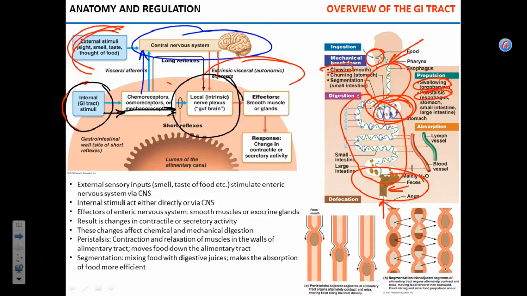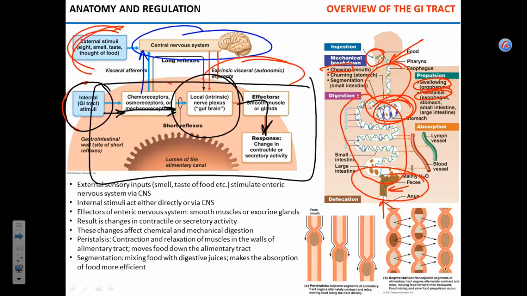You still have an integrative center that will produce the response. Does that make sense? The difference between what we talked about initially with CNS and everything is that in case of local reflexes, CNS is not involved. It all happens locally.